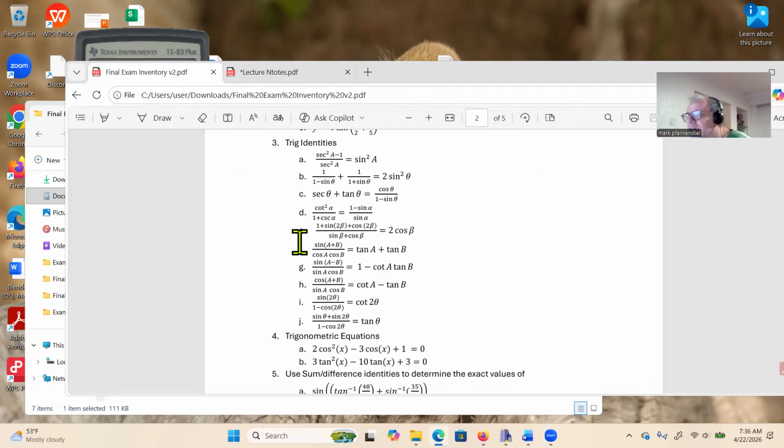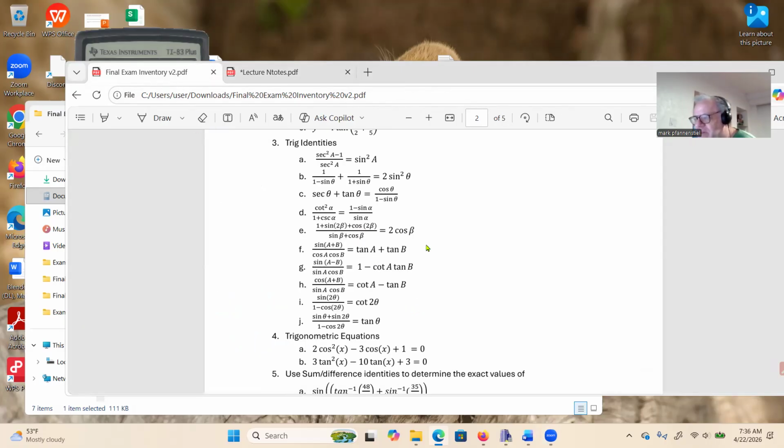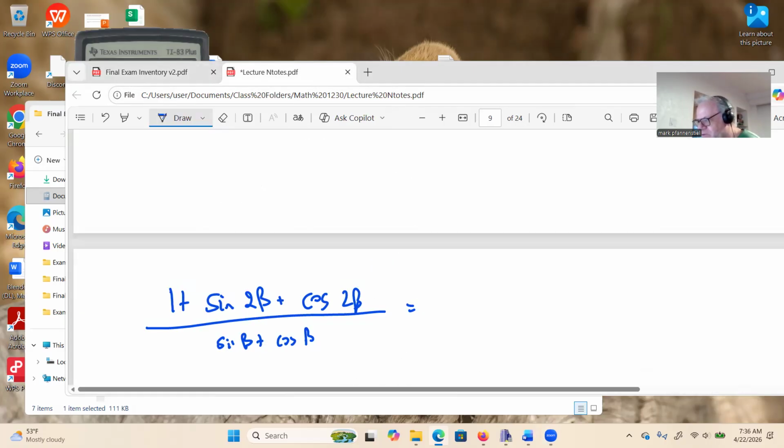Okay, let's go ahead and double check this. Divided by sine beta plus cosine beta. Sine beta plus cosine beta is equal to, let's see what we have here. This is equal to 2 cosine beta. All right.